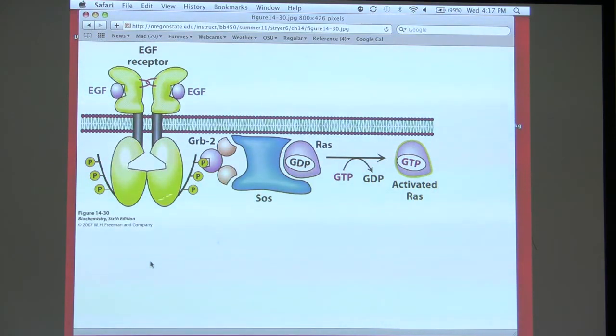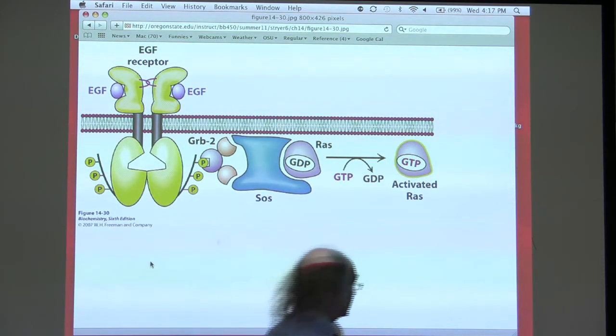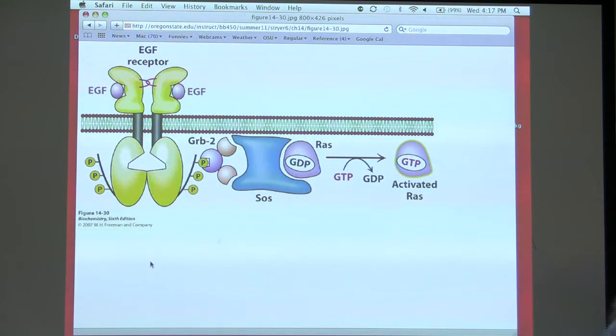The phosphorylation of each other causes there to be binding sites for proteins that have, guess what kind of a domain? SH2 domains. All right? Here's an SH2 domain of this protein called GRB2 that's binding to the receptor. GRB2 is interacting with this protein called SOS. SOS is binding to this protein called RAS. And RAS is becoming activated.